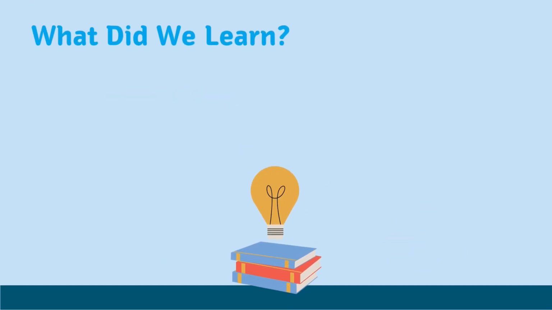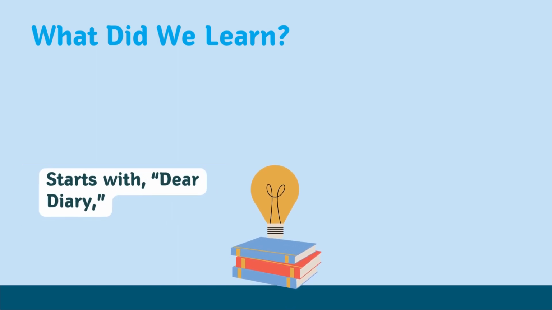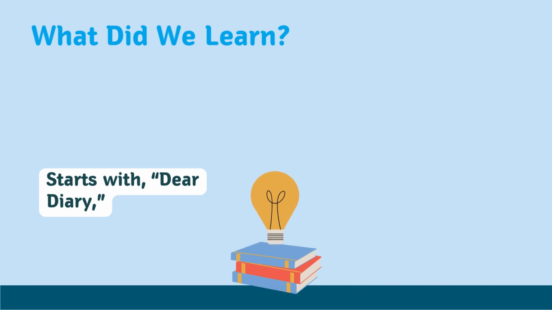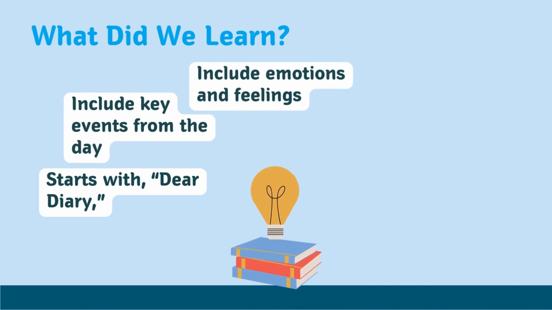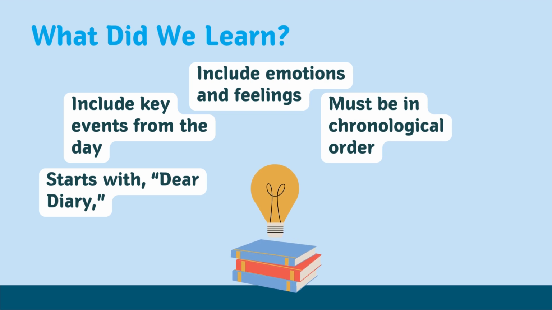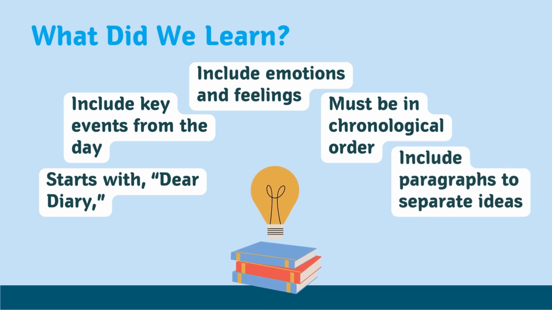So that's everything that you need to know to write a strong diary entry for a school assignment. Let's just summarize everything that we've learned. So we know that we need to start with Dear Diary or another similar greeting for our diary entry. We should include our key events from the day. We've got to have lots of emotions and feelings in our diary because they're very personal pieces of writing. We want to make sure that we're writing in chronological order or time order, so to not confuse our readers. And finally, we need to include paragraphs to separate our ideas.